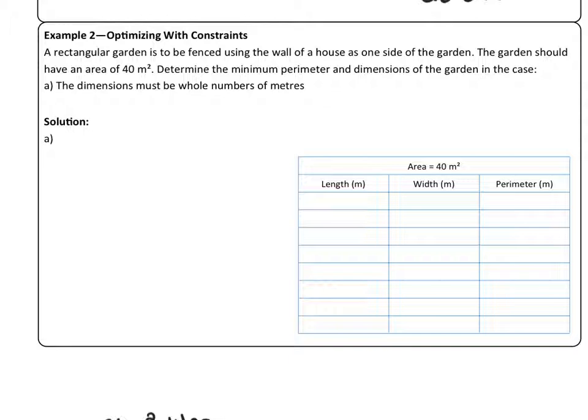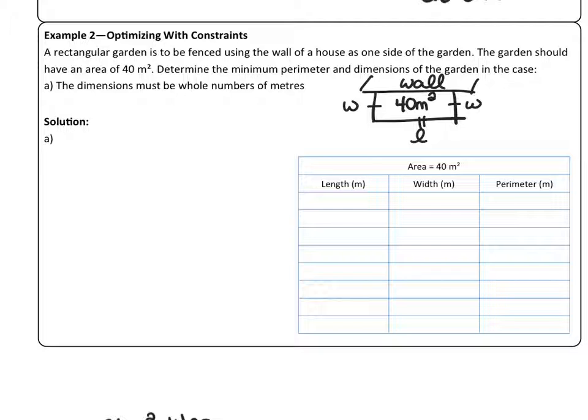A rectangular garden is to be fenced using the wall of a house as one side of the garden. The garden should have an area of 40 meters squared. Determine the minimum perimeter and dimensions of the garden in the case that the dimensions must be whole numbers of meters. So in this case, I'm just going to draw it right now, but we have a wall. That's our wall, and we're going to build a garden out from it. So all we're really interested in is two of our widths and our length. And it has to be 40 meters squared.